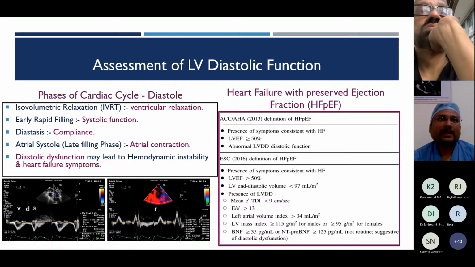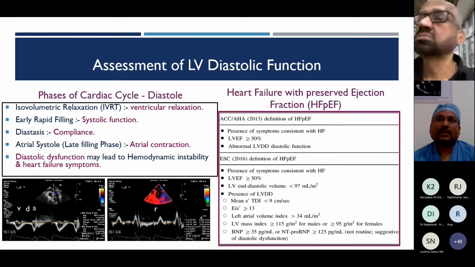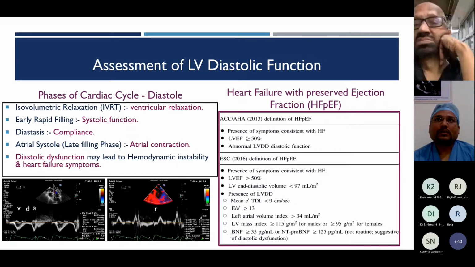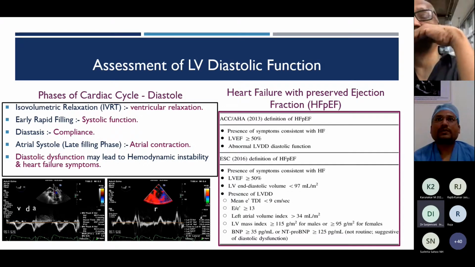Another thing, ideally the LA volume index is done in midesophageal four-chamber and two-chamber views, but in TEE, as LA is a very near structure, the whole of the LA is not cut, and most of the time in the two-chamber view we get the LA appendage. To decrease the errors, only the midesophageal four-chamber view is taken, and the midesophageal mitral commissural view, where the LA is seen as a very good circle. These two views can be preferred.